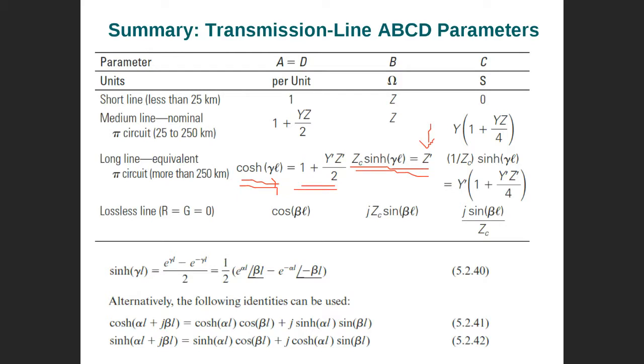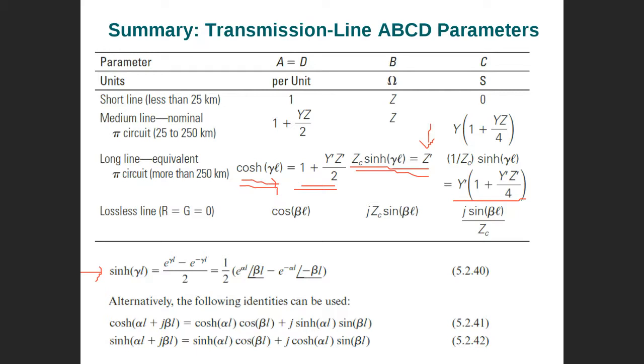All right, so this is B, and then C is simply this one, Y prime. So the idea here is to focus on what we want. We want to find Z prime and Y prime, and then we just use these equations to find A, B, C, D. Now sine hyperbolic is simply as you can see here. So we can use these equations.